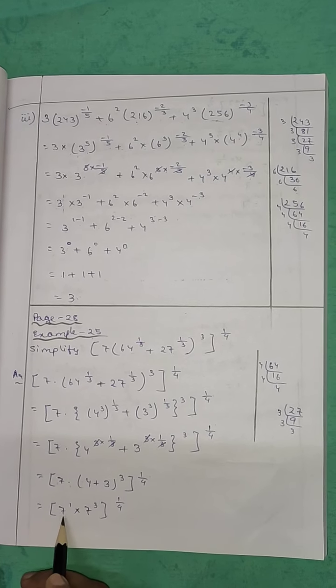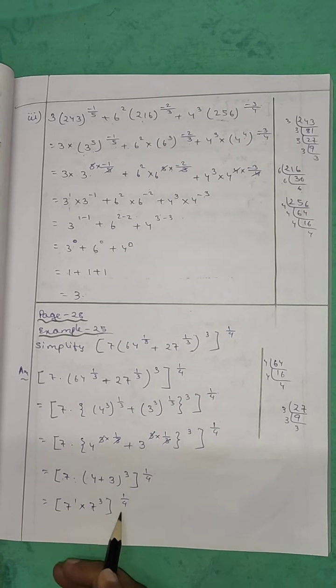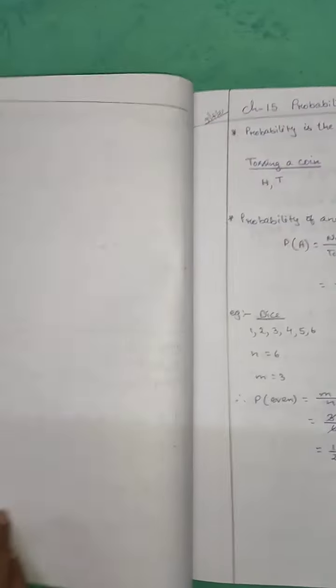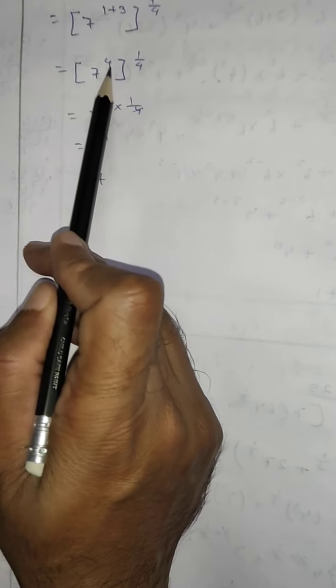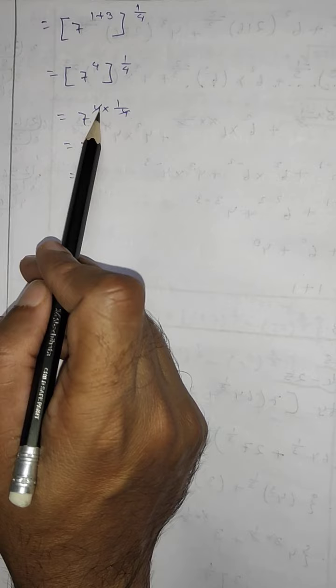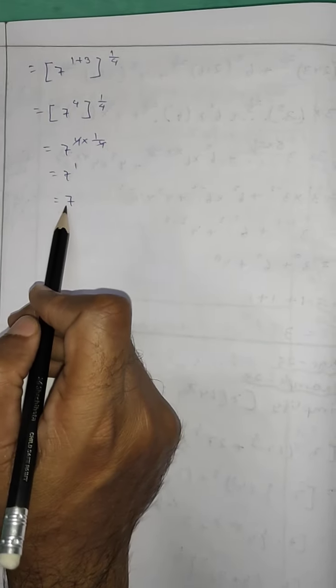So 7 to the power 1 into 4 plus 3, 7 to the power 3 whole to the power 1 by 4. Same base, sign into power plus. So 7 to the power 1 plus 3 is 4 whole to the power 1 by 4. Again double power should be multiplied, 4 cut, 7 to the power 1, which is equal to 7.